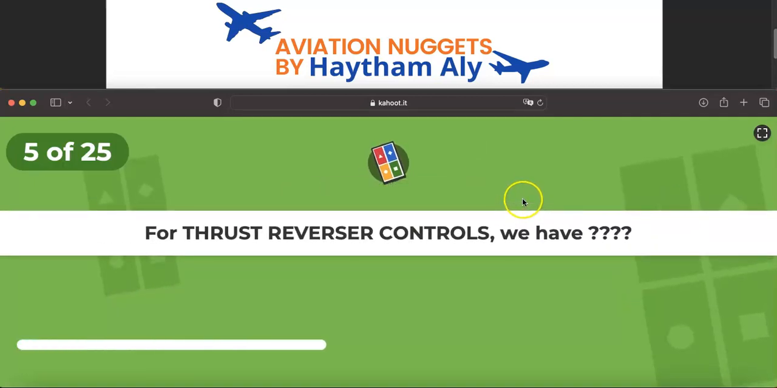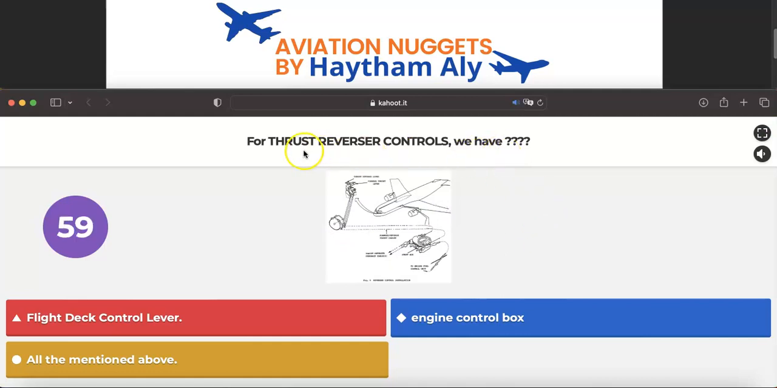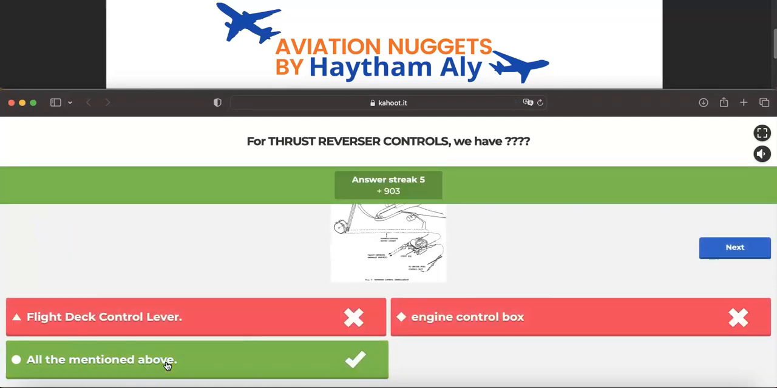Question 5 of 25. For thrust reverser controls, we have flight deck control lever, engine control box, all the mentioned above. So the right answer is all the mentioned above. For thrust reverser control, yes, in the cockpit we always have a flight deck control lever.